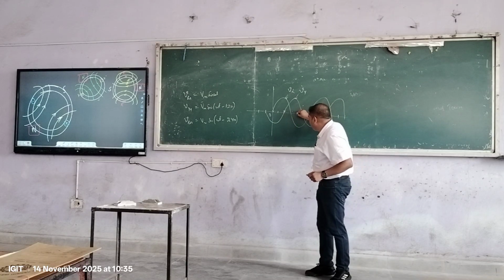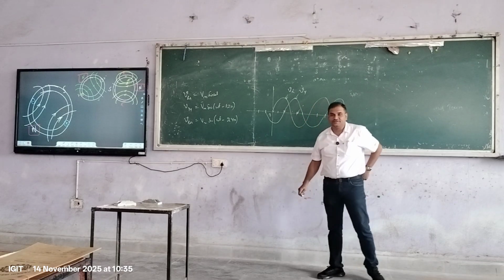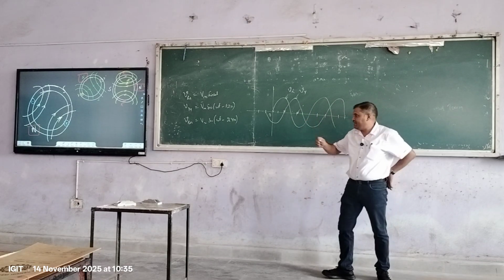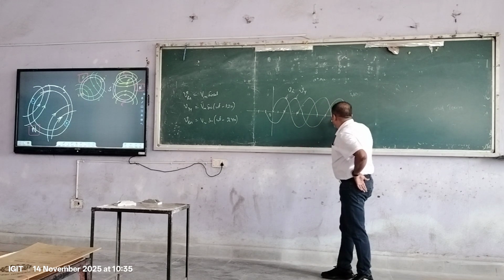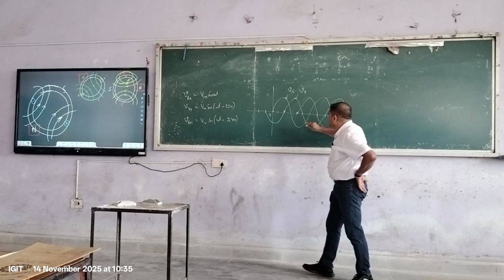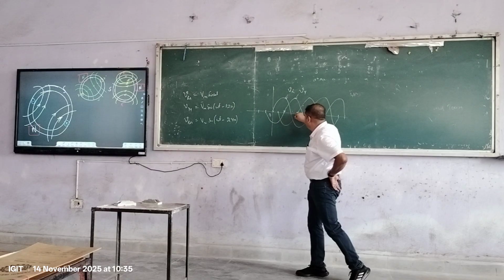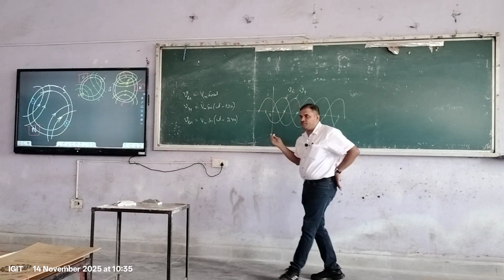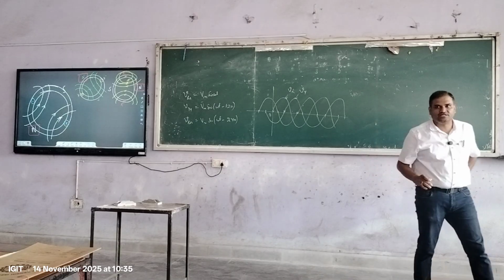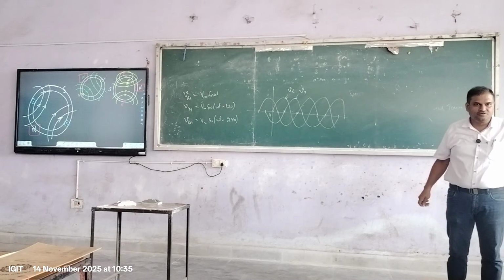So it will start from where? 240. It will start from 240, then 1, 2, 3, then you join this. Then 1, 2, 3, you join this. Here also 1, 2, 3, you join this. Again 1, 2, 3, you join this. 3 phases done. Not nicely, but you can draw like this.